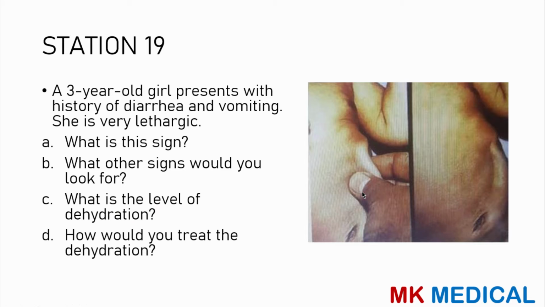Station 19. A 3-year-old girl presents with history of diarrhea and vomiting. She is lethargic. What is the sign? What other signs would you look for? What is the level of dehydration? How would you treat the dehydration? You can pause the video at this moment, and here's the picture, and here's the sign that is shown.